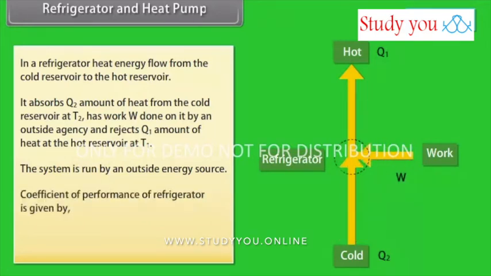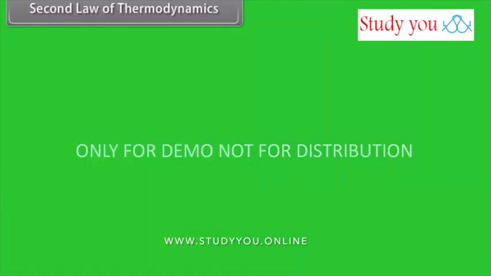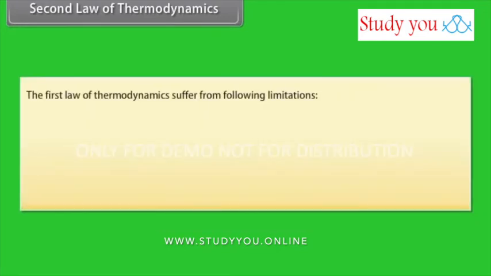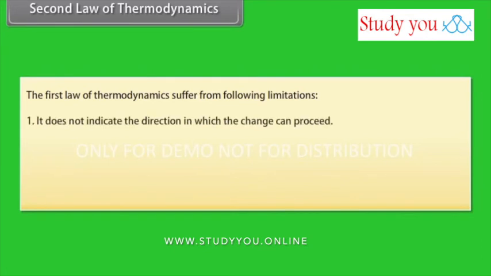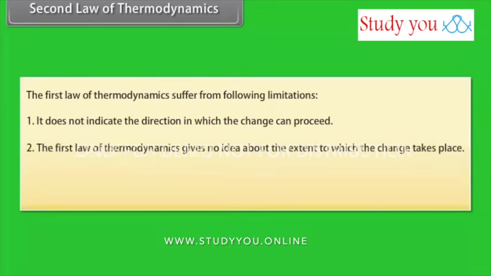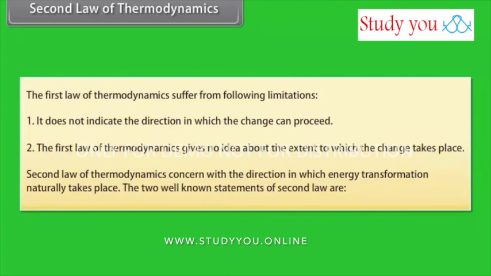Coefficient of performance of a refrigerator is given by alpha equals Q2 upon (Q1 minus Q2). Second law of thermodynamics. The first law of thermodynamics suffers from the following limitations. Number 1. It does not indicate the direction in which change can proceed. Number 2. The first law of thermodynamics gives no idea about the extent to which the changes take place.